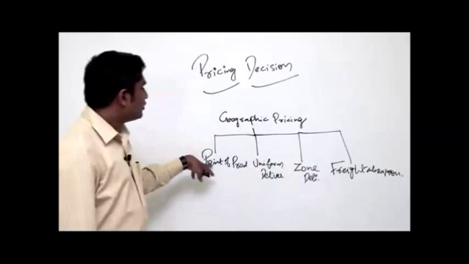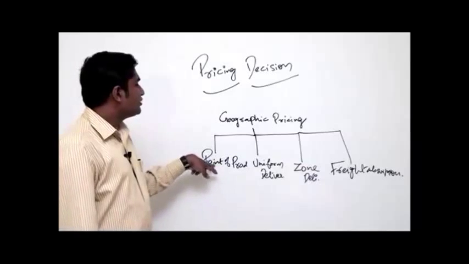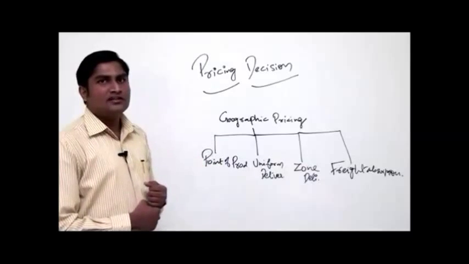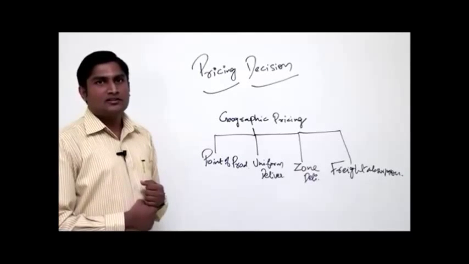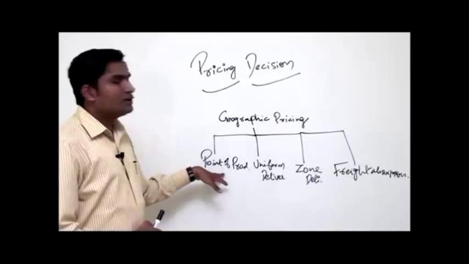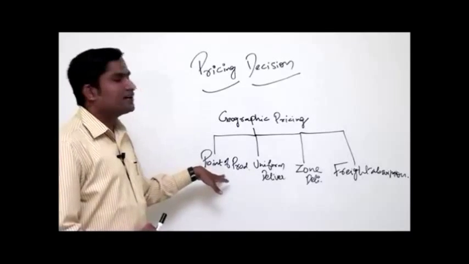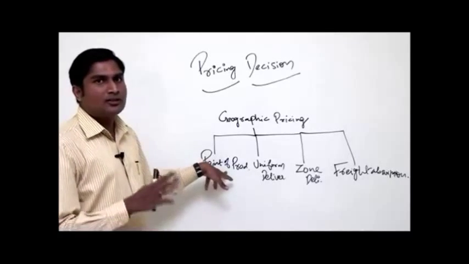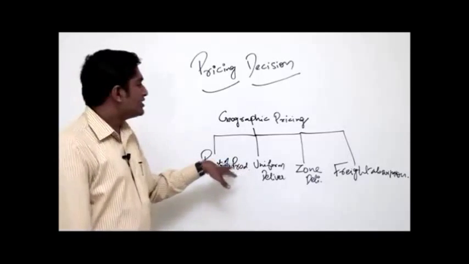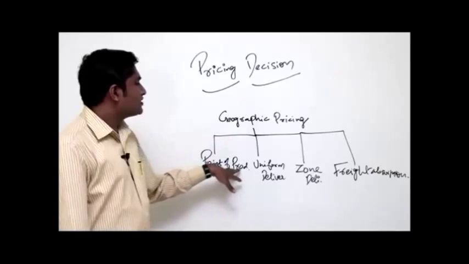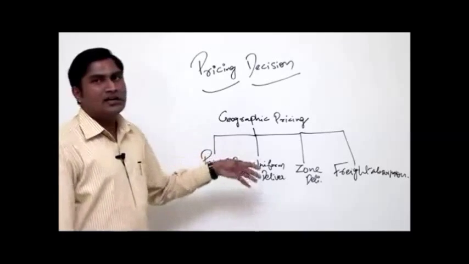First of all, point of production basis. When the price is determined on the basis of point of production, there won't be any differences between the prices charged to various customers. The price charged will be equal for all customers, and the cost incurred to produce the product at the factory, along with a certain percentage of profit, will be charged as price.